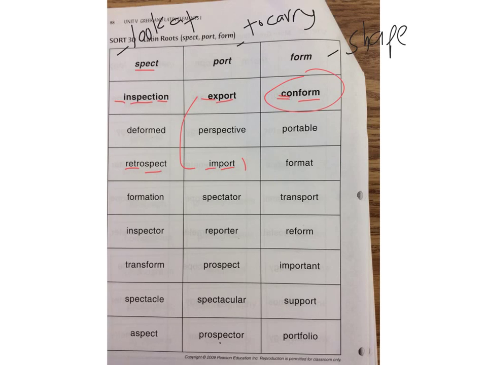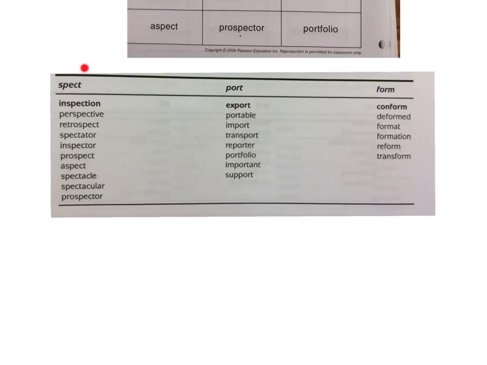So go ahead and sort your words into the columns spect, port, and form, depending on which root you see in there, and really think about what they mean based on what you know about that root and some other roots that you'll notice in there. They combine together to create an overall meaning for the word. And here are your spect words, your port words, and your form words.